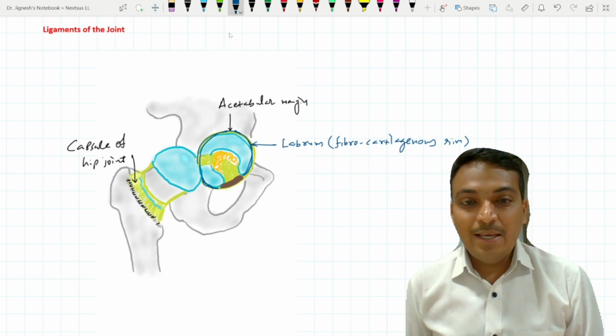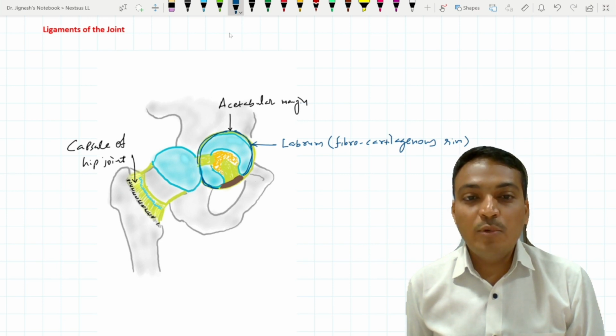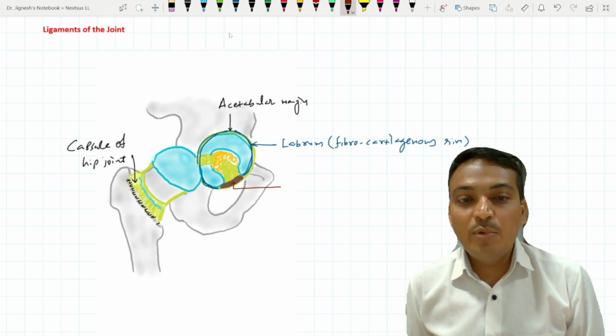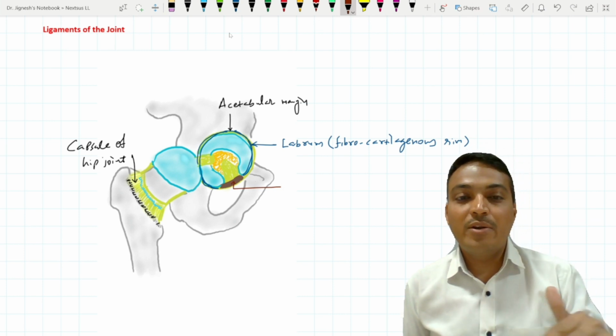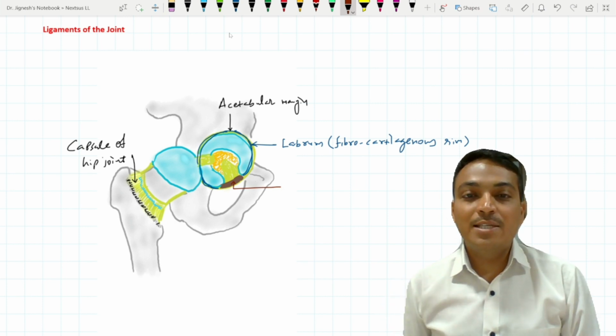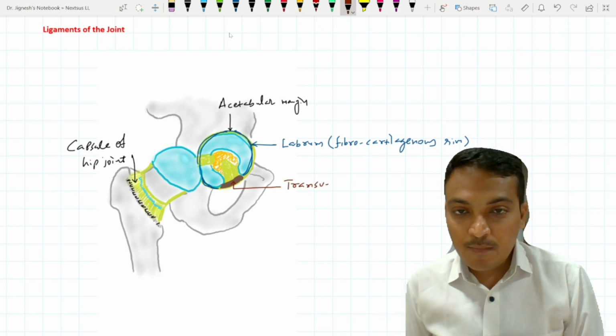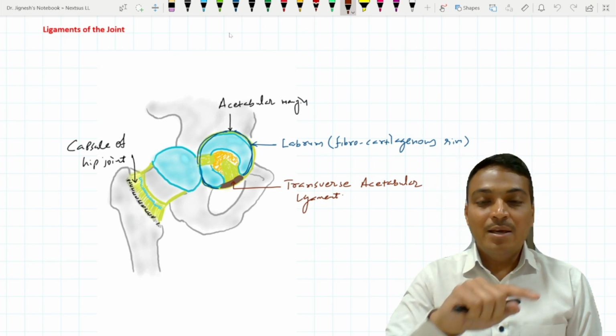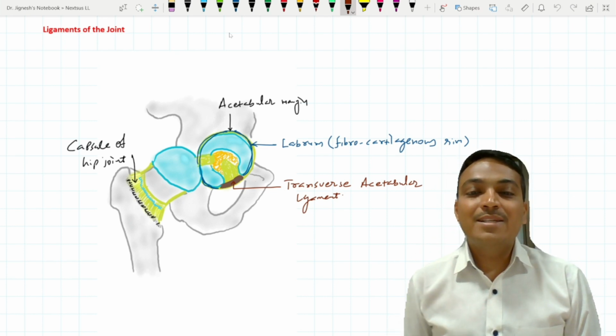Now, when we see the lower margin of the acetabulum, it is missing, and that is called the acetabular notch. And within this acetabular notch, one ligament is attached, and that ligament is the transverse acetabular ligament, because it is situated transversely and attached over both the edges of the acetabulum. This transverse acetabular ligament represents the labrum without cartilaginous cells.